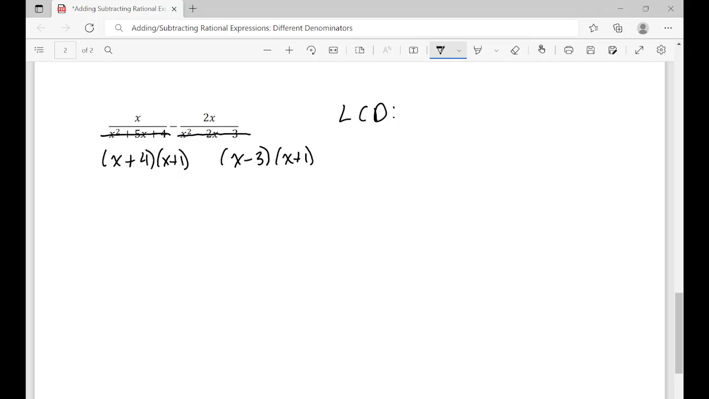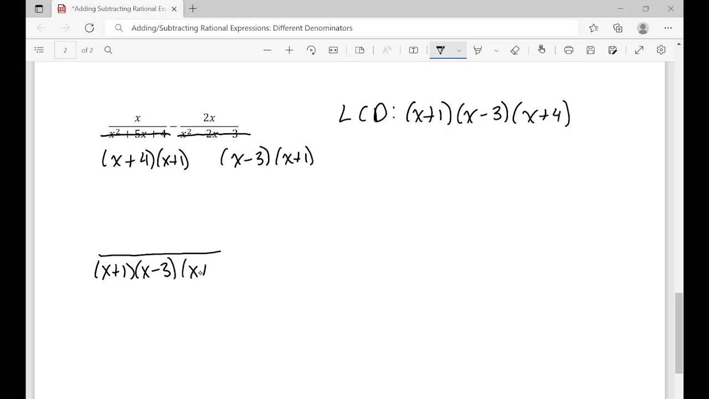So when I look at my denominators now, both of them have an x plus 1. So I could put an x plus 1 in there. But this has an x minus 3 and this doesn't, so I'll need one of those. And this has an x plus 4, but this doesn't, so it also needs one of those. So I'll put one of each for my LCD. So now I can write out my fractions with my common denominator, x plus 1, x minus 3, x plus 4, for both.